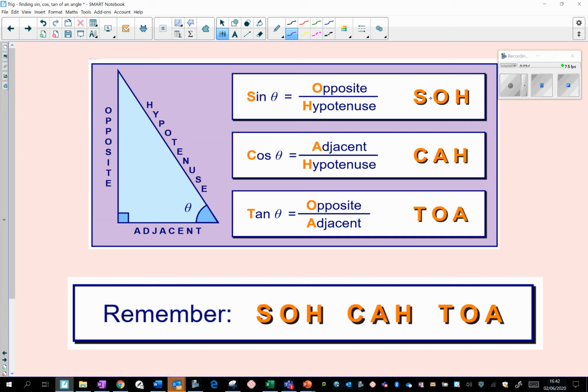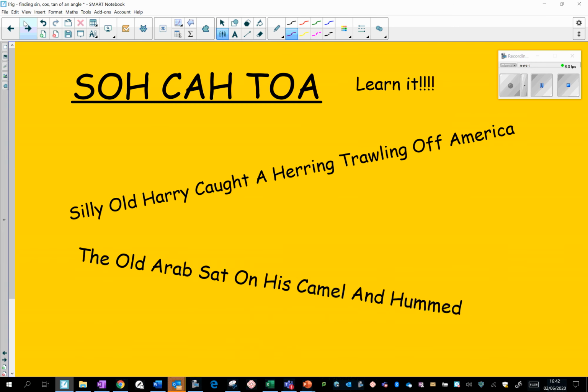And if we remember these 3 strange words, SOH, CAH, TOA, and most importantly, how those words are spelt, then that will remind us how to find the sine and the cosine and the tangent of an angle. So let's see how that works. Oh, before that, you need to learn SOHCAHTOA. You could just learn the word SOHCAHTOA, or the 3 words if you like, SOH CAH TOA.